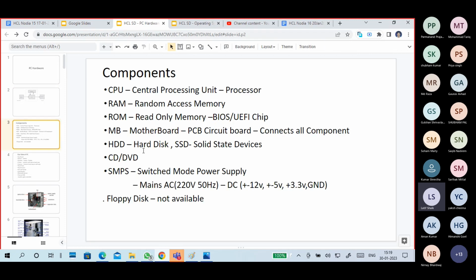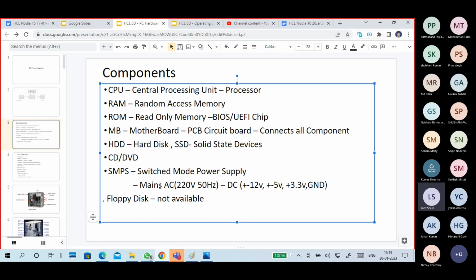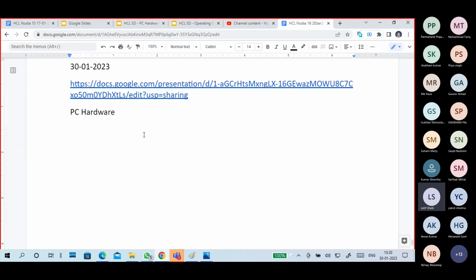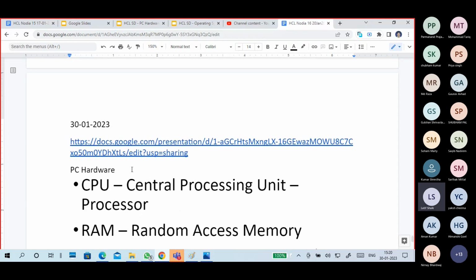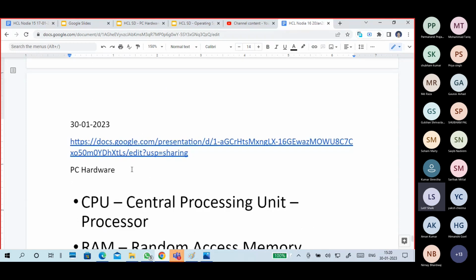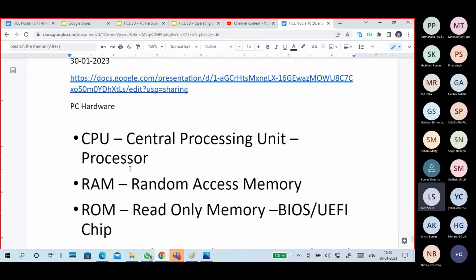But that is just a traditional one. Here we have different CPU, different components we are discussing first. That is a traditional block diagram, it can change later. Okay, so that will again give you.